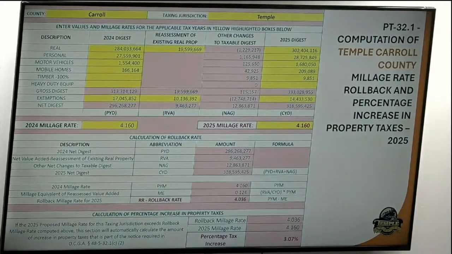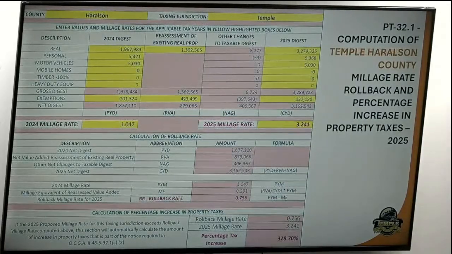For Carroll County, we are proposing a 2025 millage rate of 4.16. We would have had to roll it all the way back to 4.036 in order to avoid advertising a tax increase. For Haralson County, the rollback millage rate would be 0.756. Our 2025 proposal is 3.241 mills.